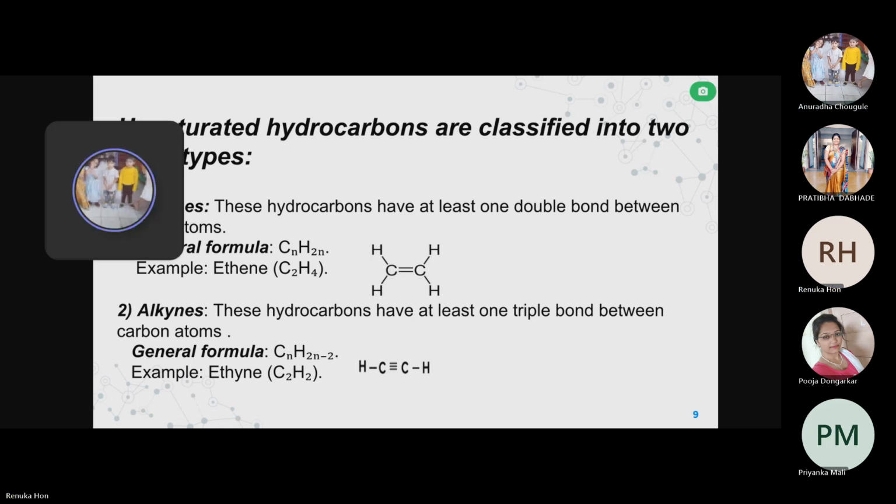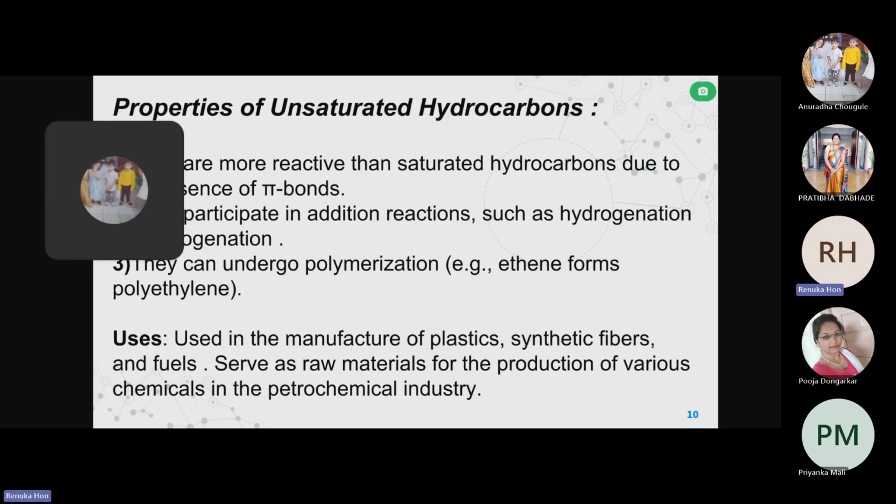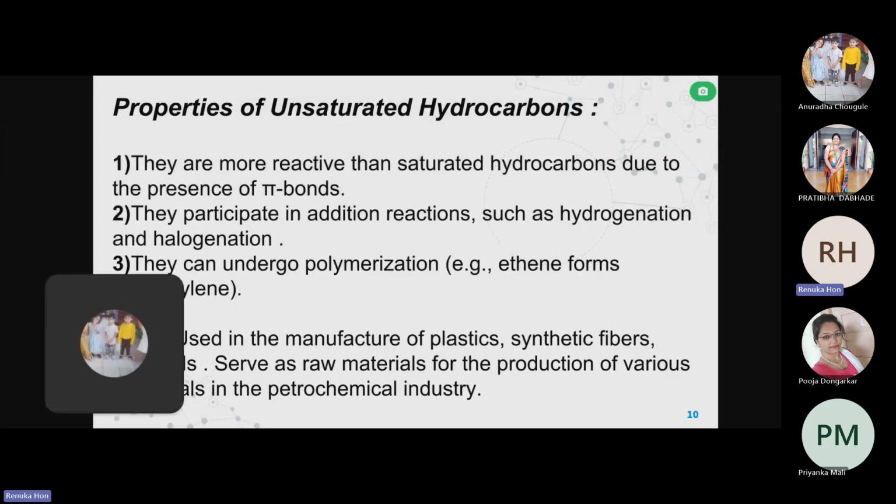Then, properties of unsaturated hydrocarbons. Unsaturated hydrocarbons are more reactive than saturated hydrocarbons due to the presence of pi bonds. In saturated hydrocarbons there is no pi bond, because the carbon-carbon single bond is a covalent bond. Here, a carbon-carbon double bond or triple bond is present, and double and triple bonds contain pi bonds. Due to the pi bond density, they are more reactive.